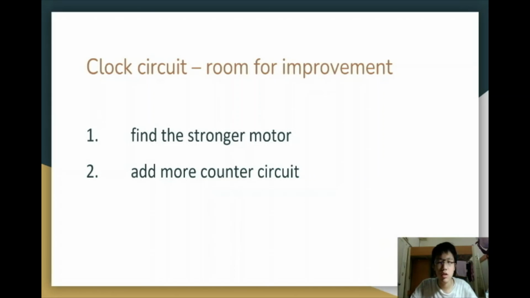Second, we think we can add more counter circuits to show more details about the time, like the minutes and the hours. Okay, this is our room for improvement.